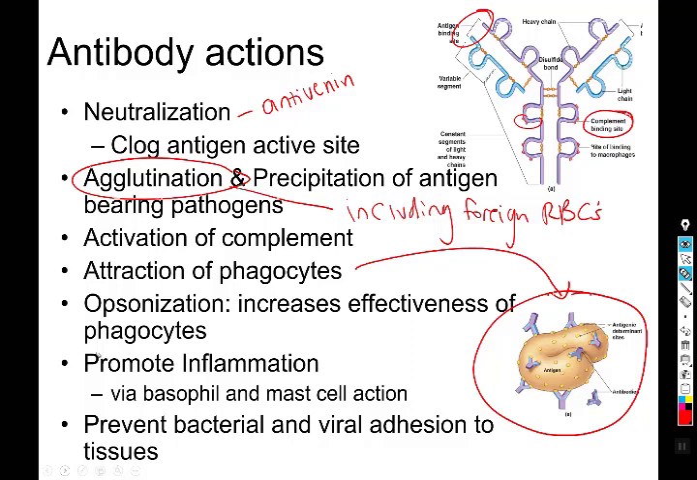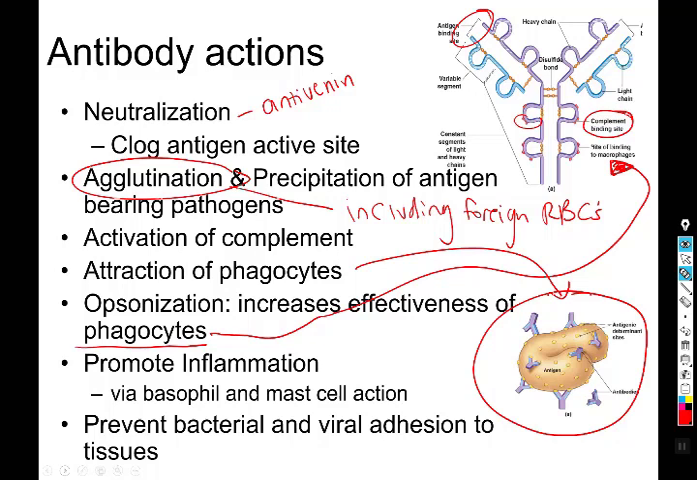Opsonization is increasing the effectiveness of phagocytes. So how does this work? Well, maybe the antigen is a bacterium, and the bacterium has a glycocalyx that makes it really slippery, so it's hard for macrophages or other white blood cells to hold on to. Maybe it's a neutrophil. In that case, the antibody might give the phagocyte something to grab onto. So over here we can see there's actually a binding site for macrophages on this particular antibody, which gives the macrophage something to grab onto, even if the antigen itself is slippery.